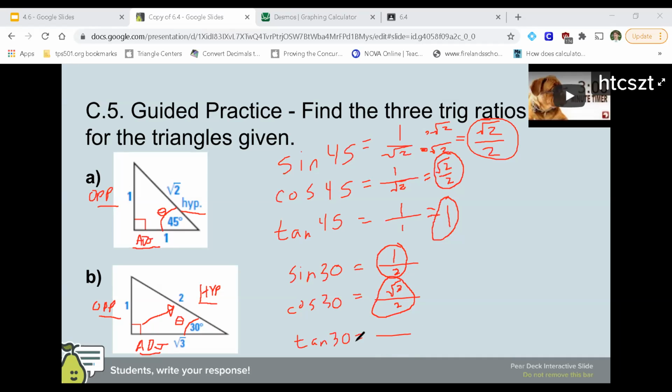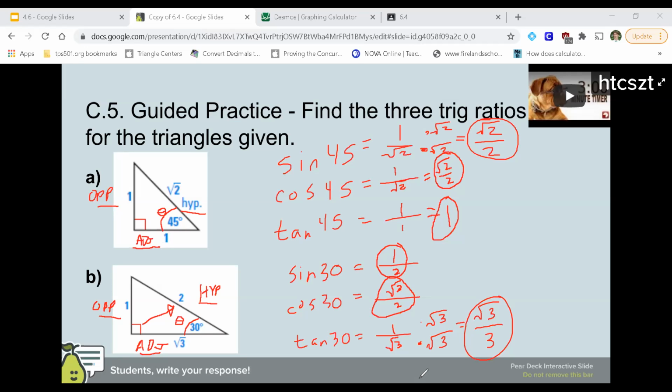Tangent, however, is going to give us a problem because tangent is opposite over adjacent. So it'd be 1 over square root of 3, which again is a fine answer, but a better answer would be to multiply by the square root of 3 to get the square root of 3 over the square root of 9. Well, what is the square root of 9? It's just 3. So again, that's the answer that they'll have on the ACT.